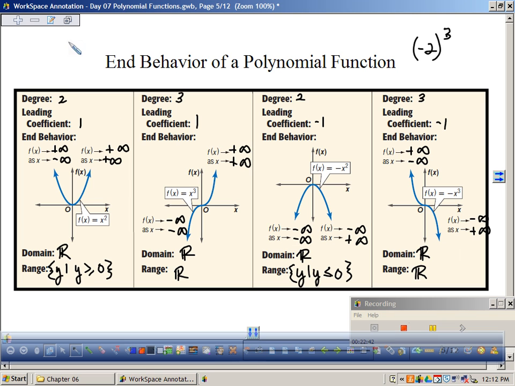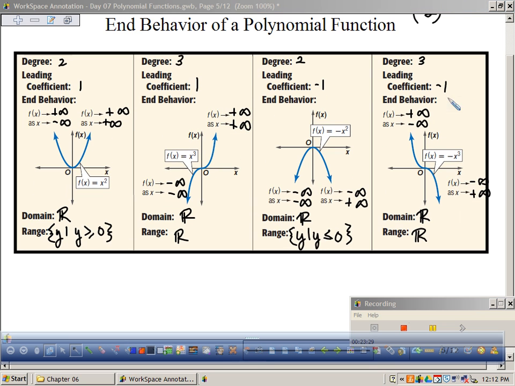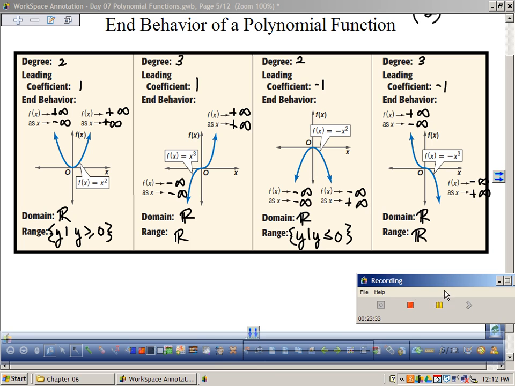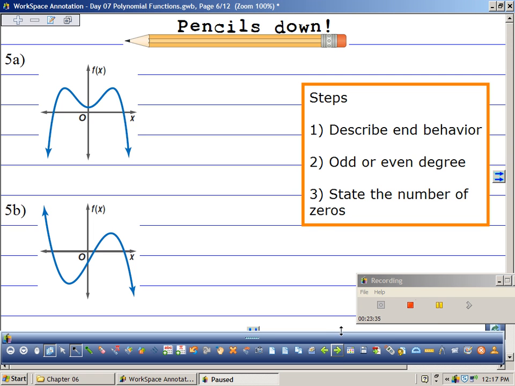A restriction on x would be a graph like this. Now the restriction would be, y would be all real, and x would be everything greater than 0. You see what I mean? All right, so we're done with that. You can go ahead and sketch something if you'd like to, or you can just copy mine down or print it out. 3, 2, 1. All right, so let's play with this. Describe the end behavior and tell me if it's odd or an even degree.